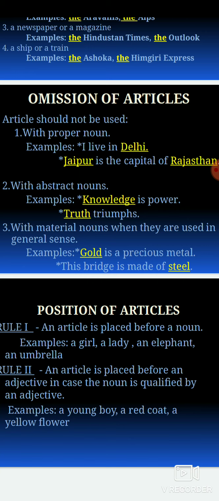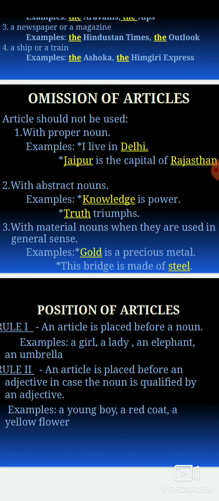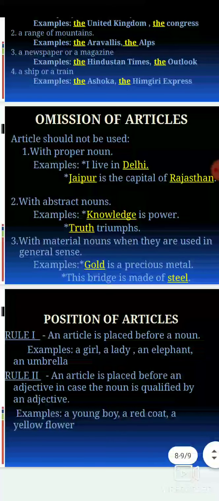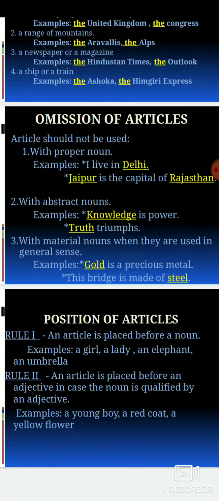With abstract nouns. Example, knowledge is power, truth triumphs. With material nouns when they are used in a general sense. Example, gold is a precious metal. This bridge is made of steel.